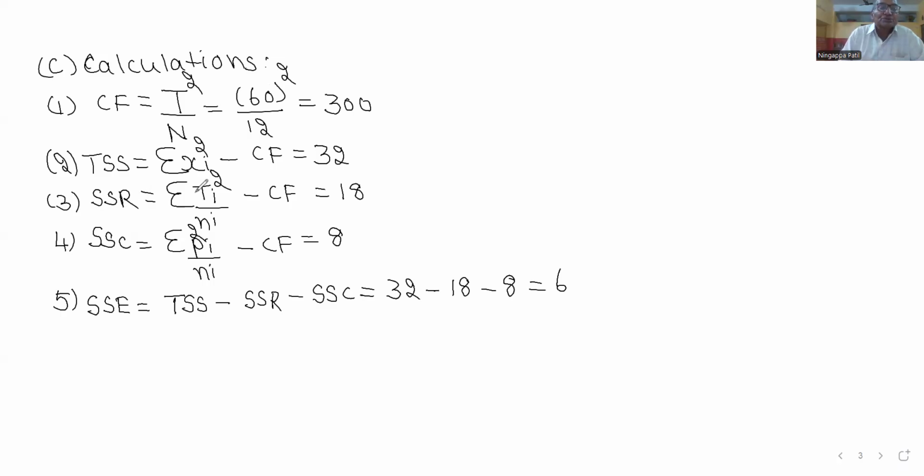SSR equal to summation of Ti squared divided by ni minus CF. If you don't know that formula by heart, you see the formula booklet and write. SSC, summation of Pi squared upon ni minus CF. I will get you those values later on. SSE, you write here. TSS minus SSR minus SSC. Okay. Now, I will tell you how to get them.